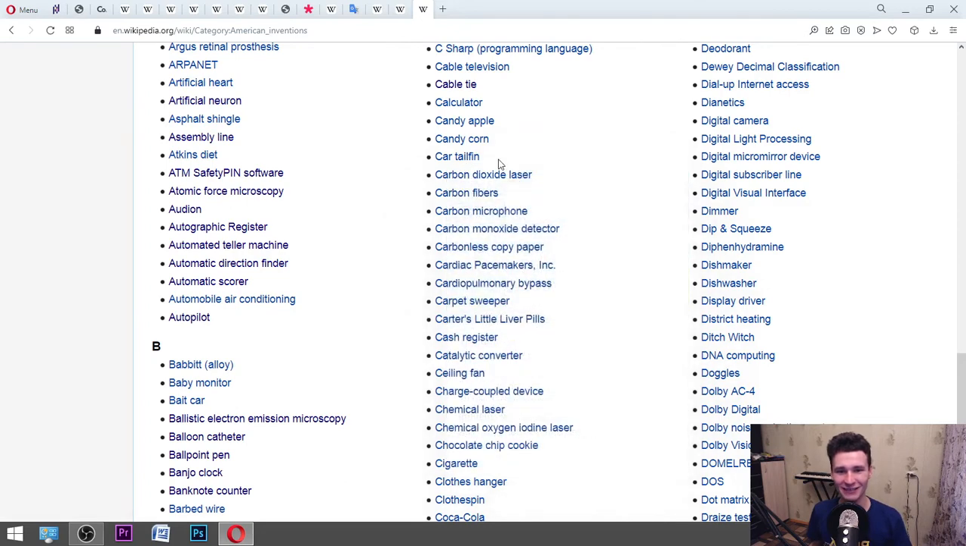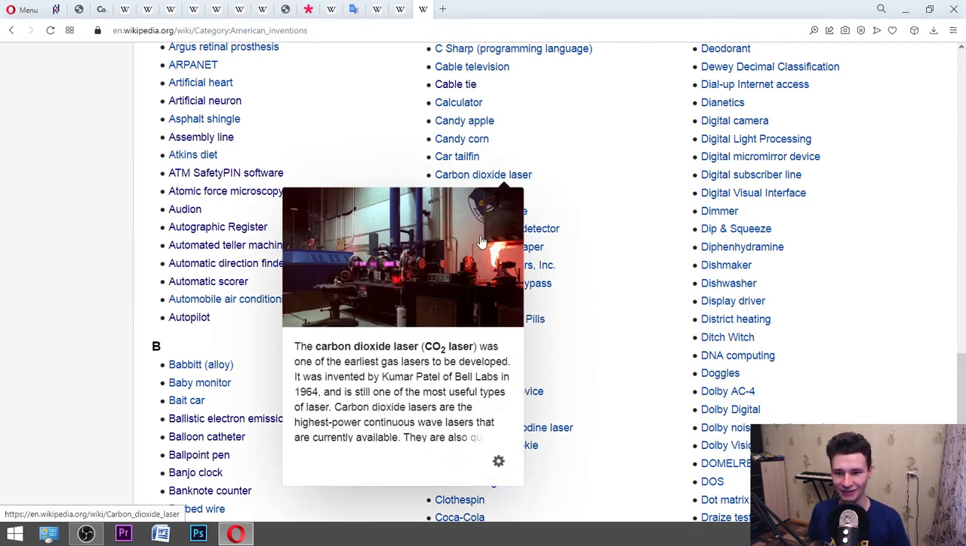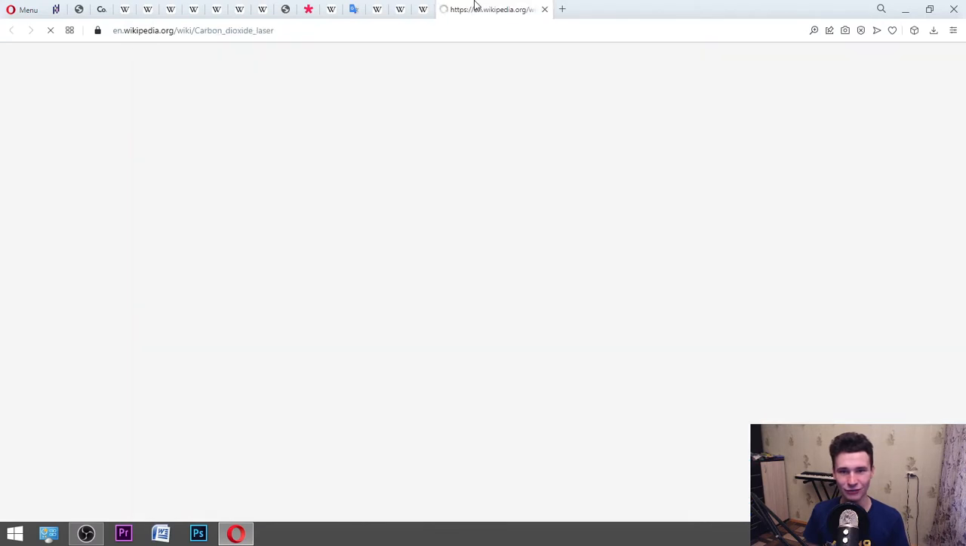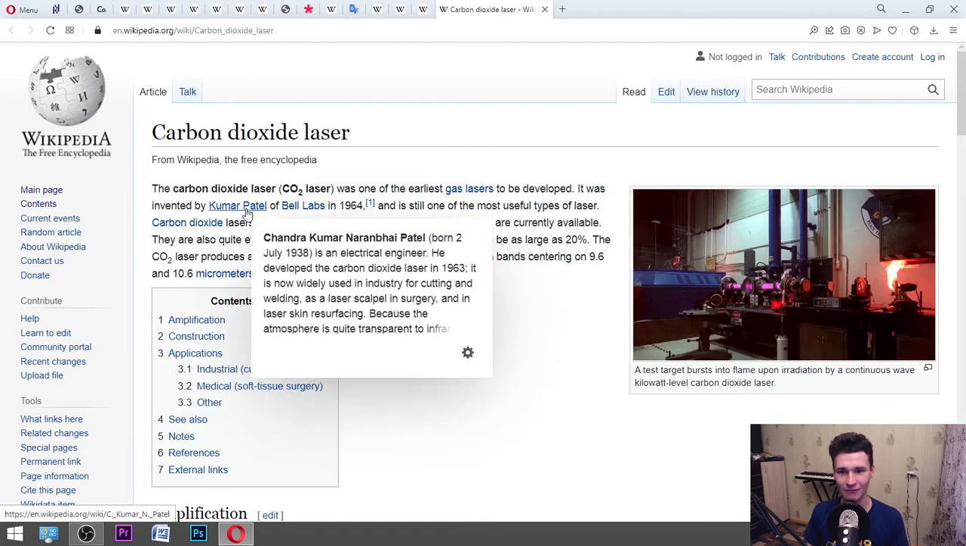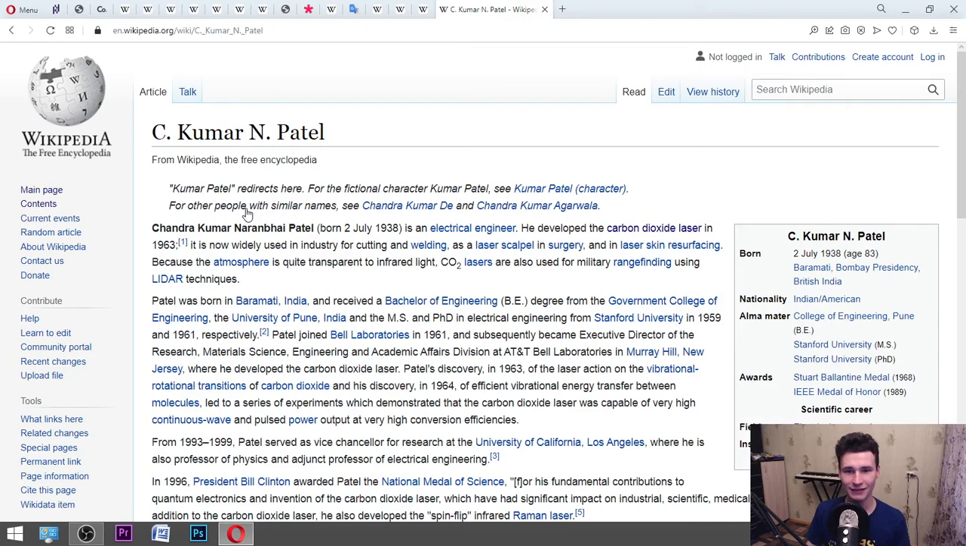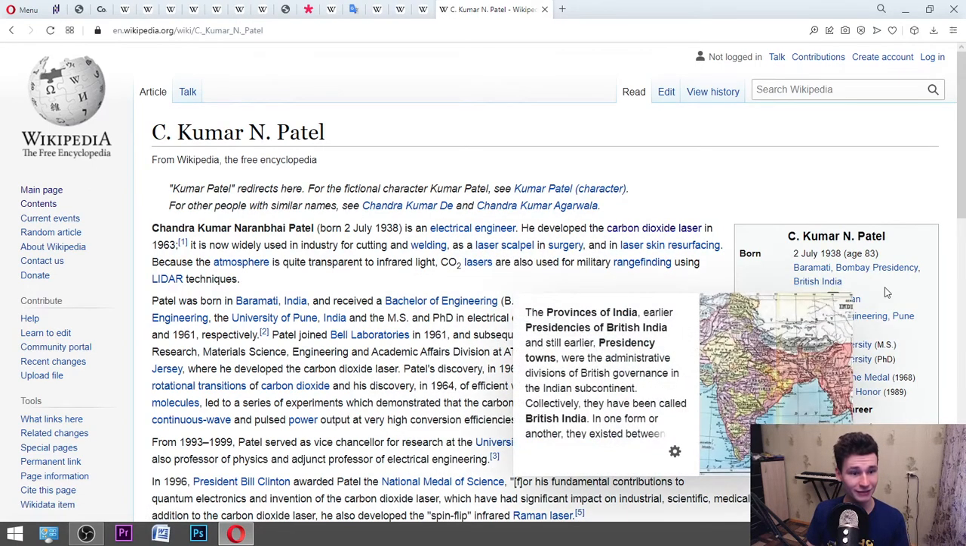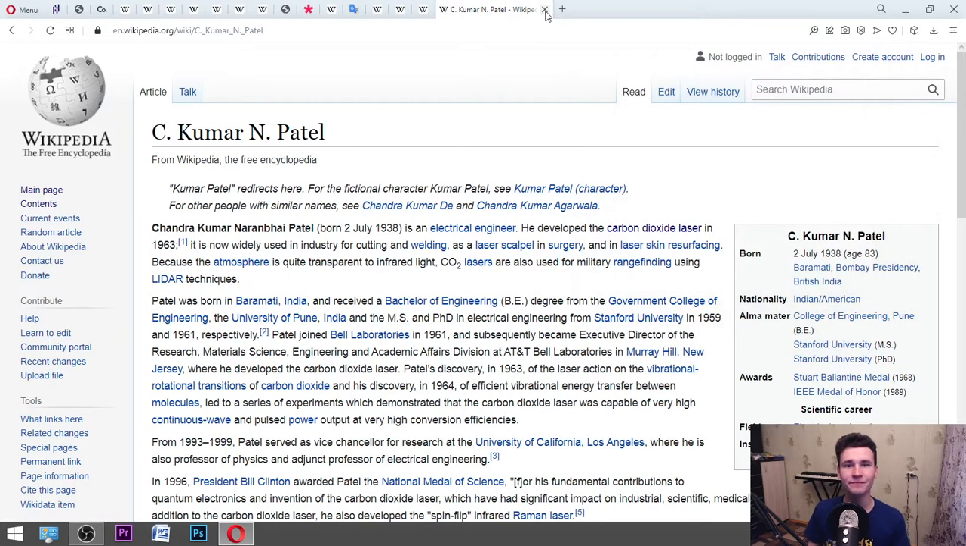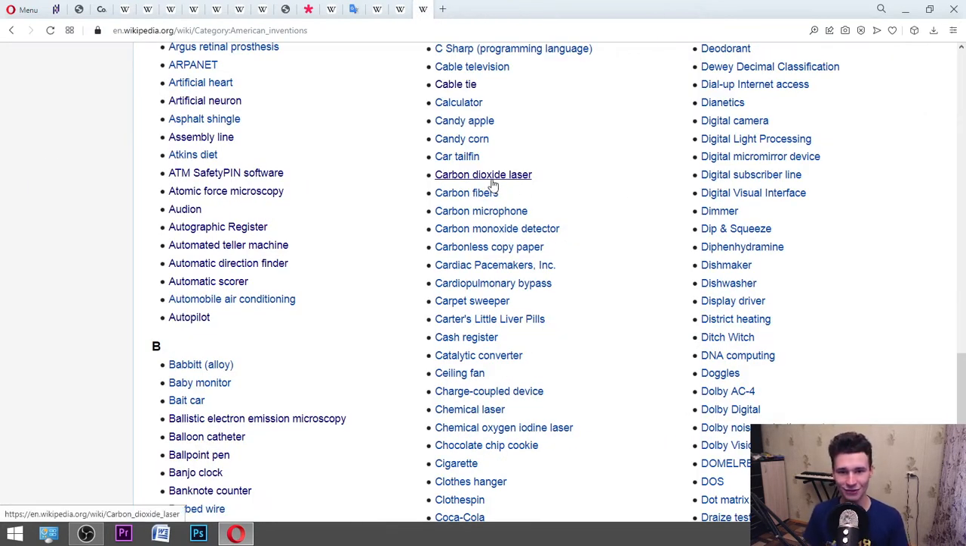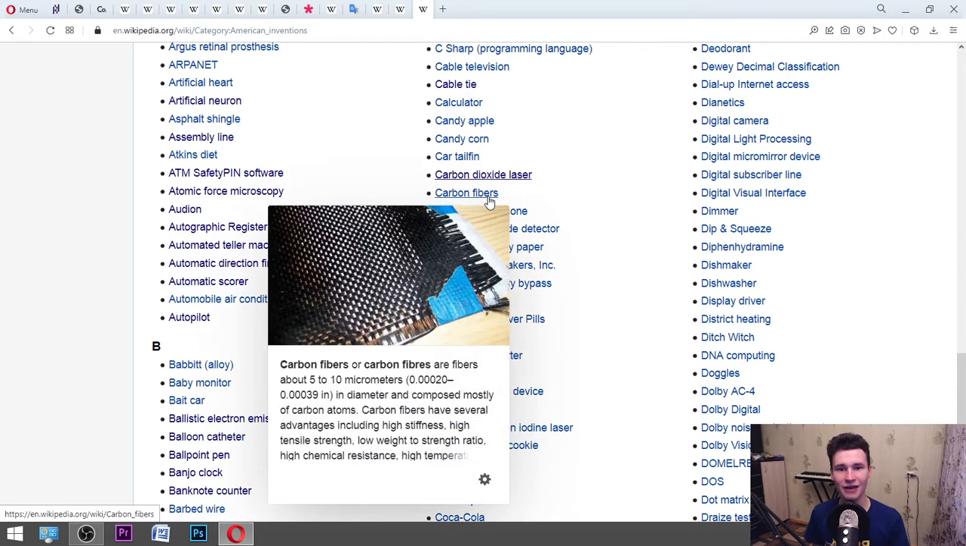Okay, good. And also carbon dioxide laser. The carbon dioxide laser, CO2 laser, wow, was one of the earliest gas lasers to be developed. It was invented by Kumar Patel, we can check it, who was at Bell Labs also. And he is an electrical engineer, and also we have Bombay, British India, wow, Indian American. Okay, we have the carbon dioxide laser.